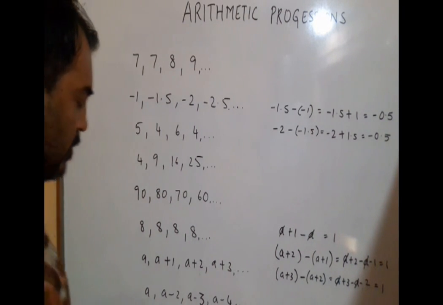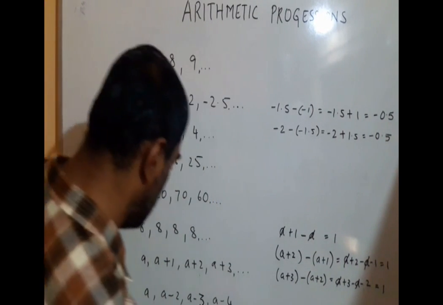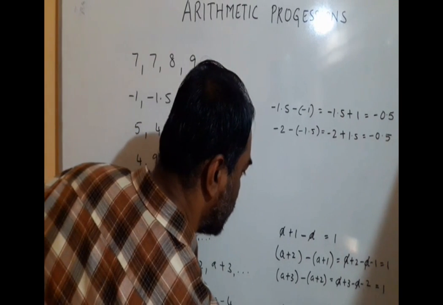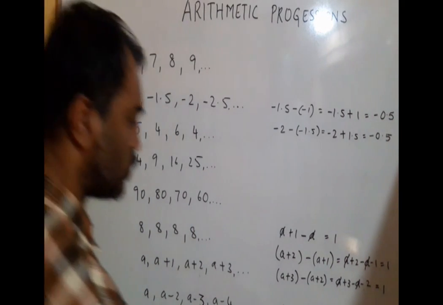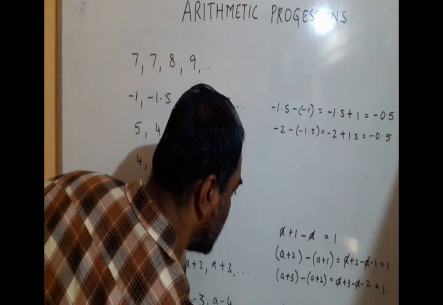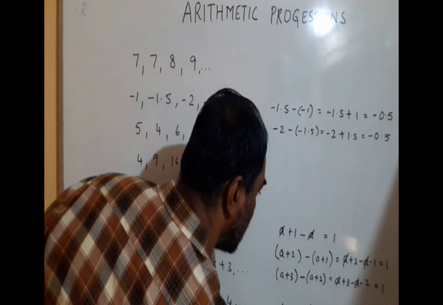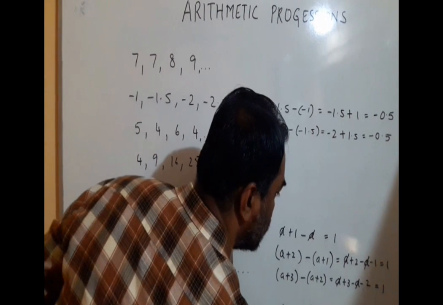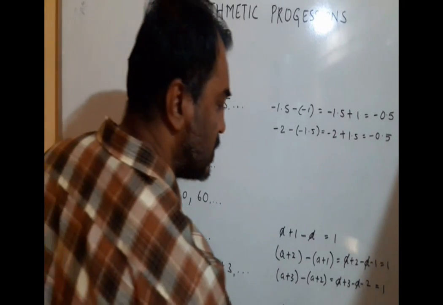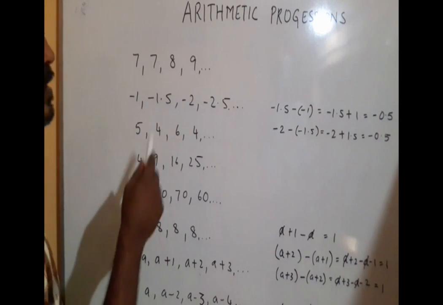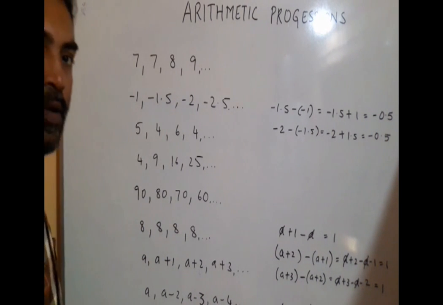Similarly, for the next one, we have a minus 2 minus a, which gives us a common difference of minus 2. The next one, we have a minus 3 minus a minus 2, which gives us a minus 3 minus a plus 2, and minus 3 plus 2 is minus 1. Since the difference does not remain the same, this is not an arithmetic sequence. So I hope for this exercise you have understood how to distinguish between arithmetic sequences and general sequences. Okay?